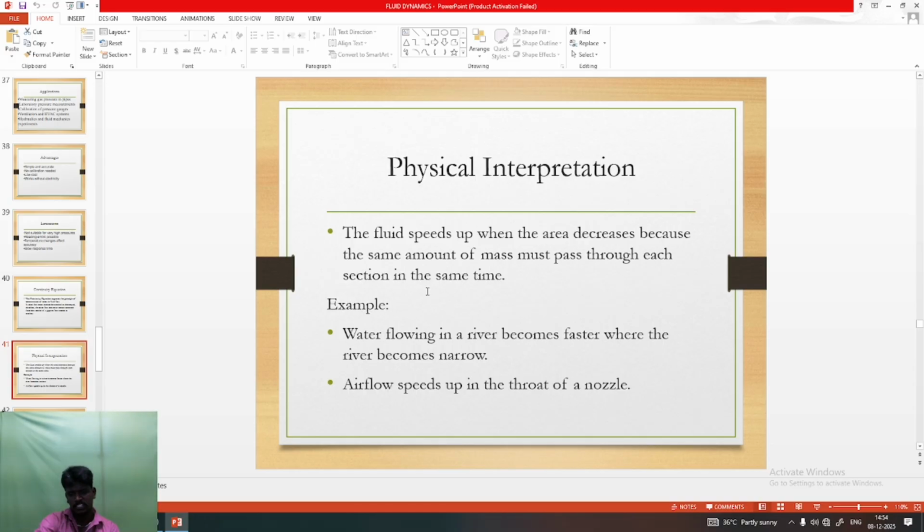Water flowing in a river becomes faster where the river becomes narrow. Then the second example is airflow speeding up in the throat of a nozzle. Airflow speeding up in the throat of a nozzle is one of the examples of the continuity equation.